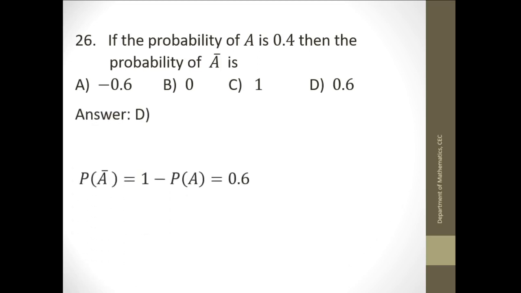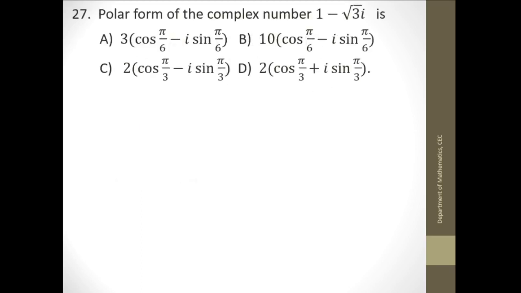Answer is D. So probability of A bar is 1 minus probability of A. So 1 minus 0.4. So that is 0.6. Next question. How to convert a complex number into polar form?